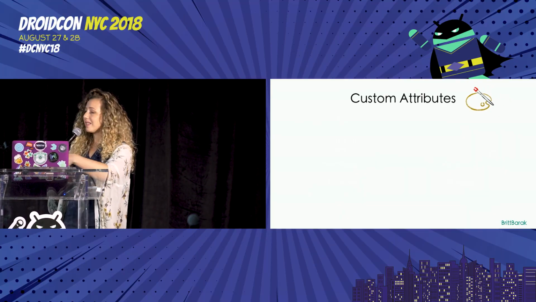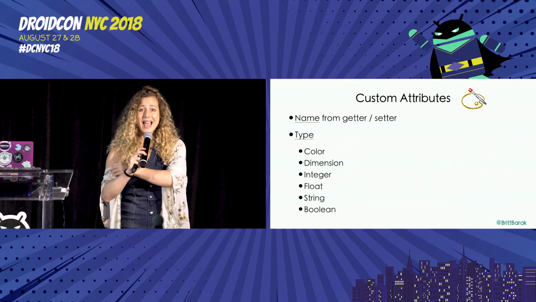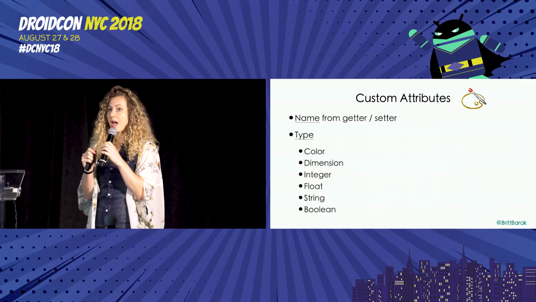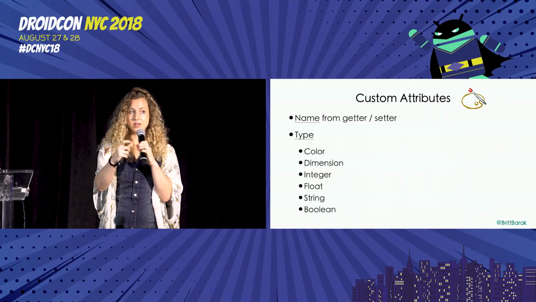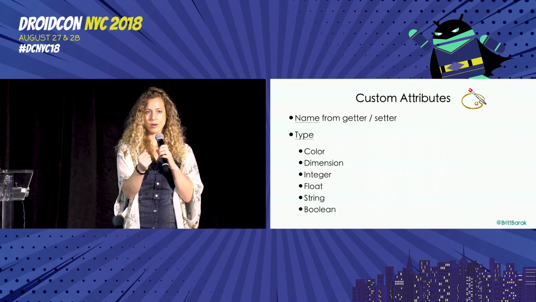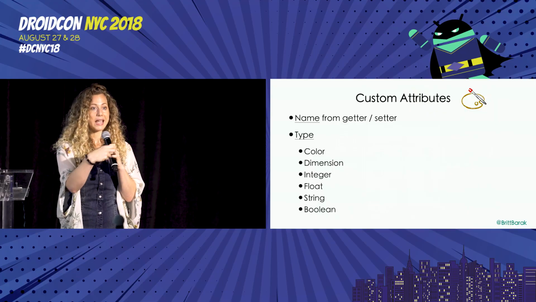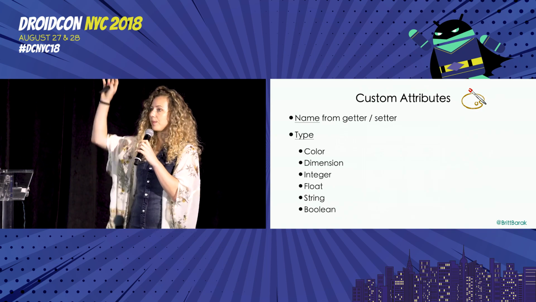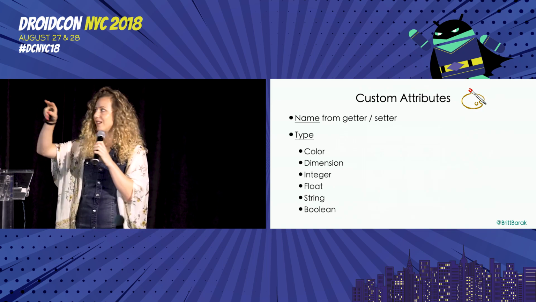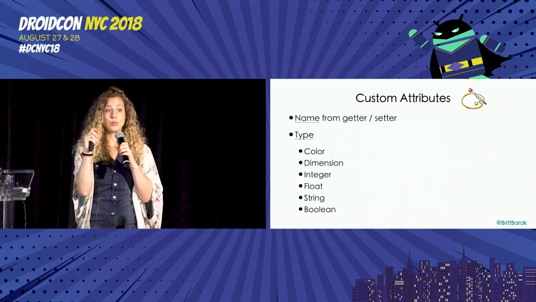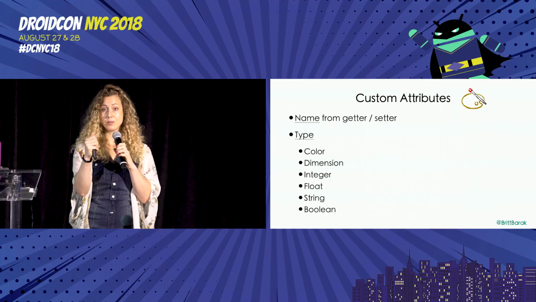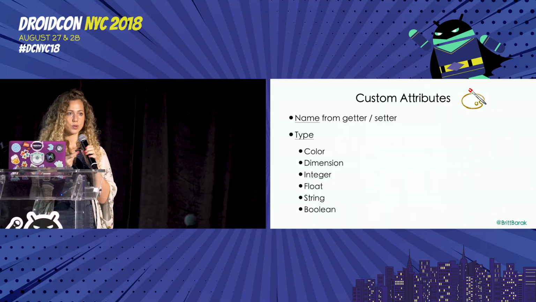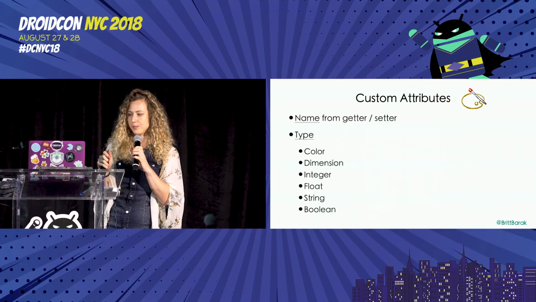The custom attributes are basically any attributes that the view holds, any view that you can use, that has a getter and a setter. This is what defines the attribute name. So every attribute that has a getter and a setter can be used here and animated for you. And it has to have a type, like color, dimension, integer, float, string, or boolean. All of this can be animated and used as a custom attribute. So that's quite tons of stuff. And let's see an example of how to do it, for example, for the text size.